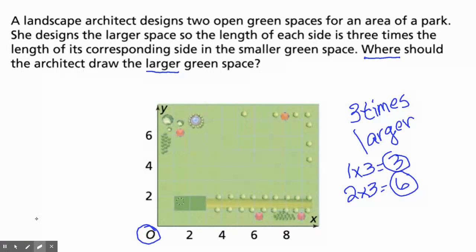So actually the first thing I am going to do is label the vertices: A, B, C, and D. Okay? So I know my new space has to be 3 by 6, but I am going to specifically run from the origin, and I am going to make a ray.